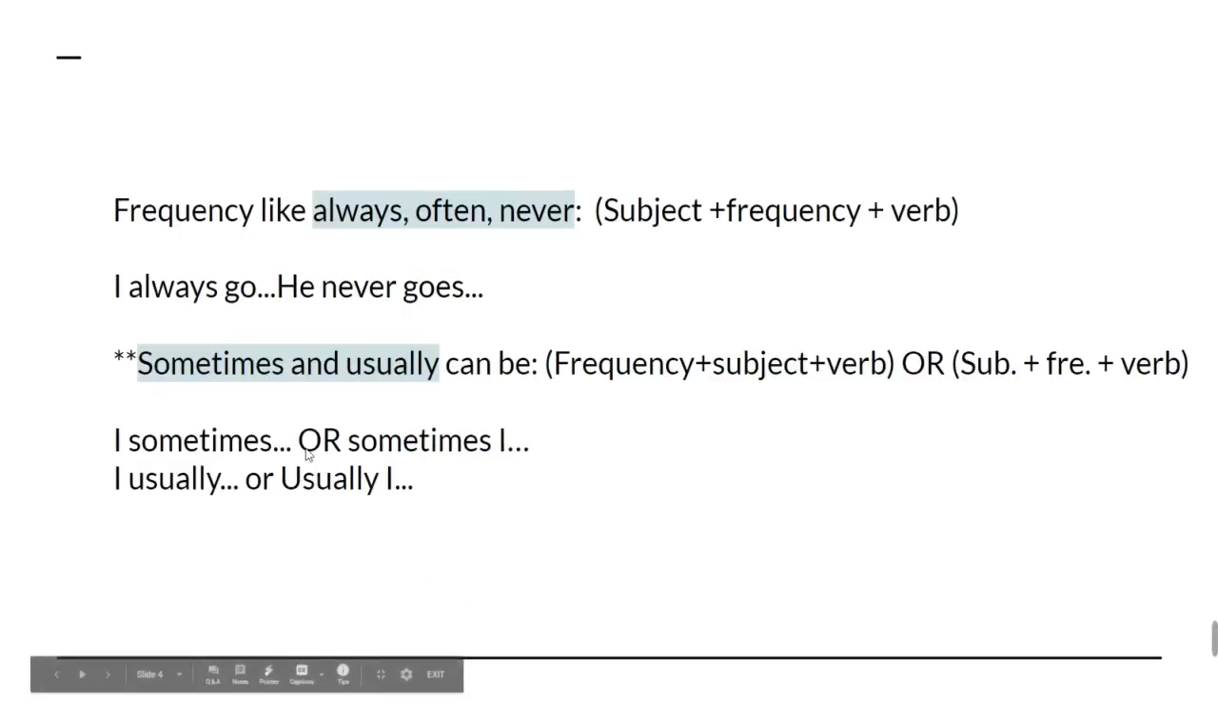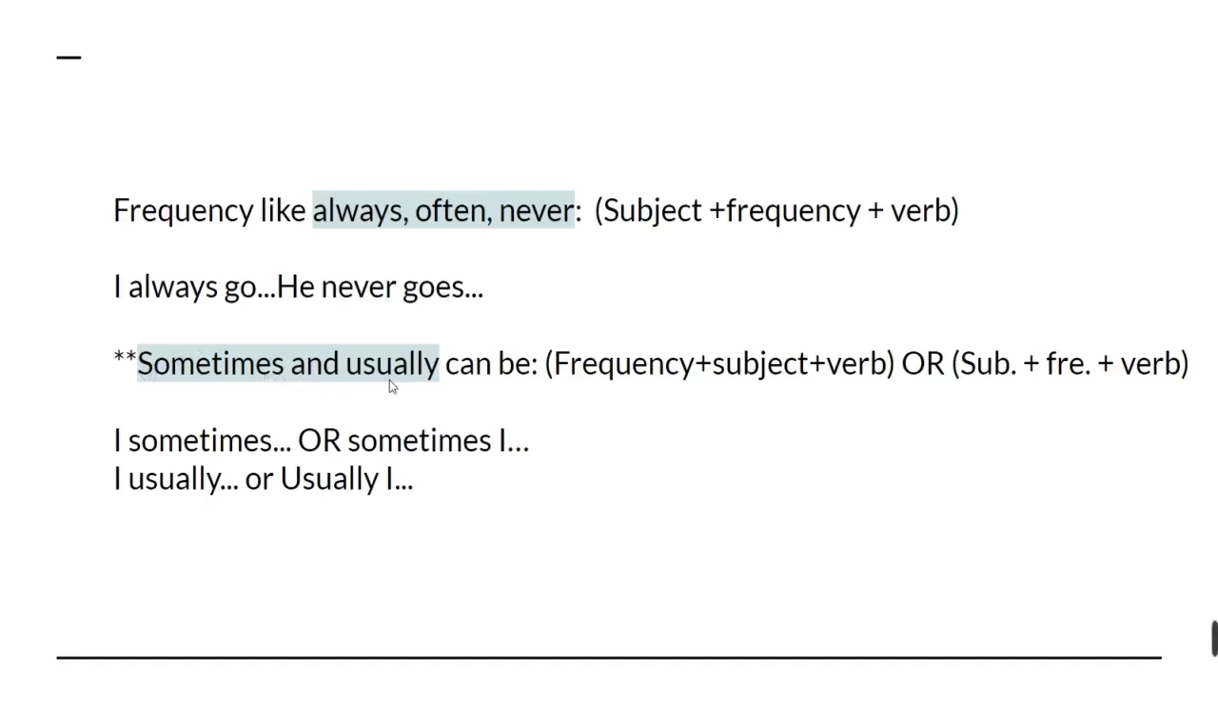And when we talk about frequency, like always, often, never, you use subject, frequency, and then the verb. I always go, he never goes. Okay? The subject in the middle, and then the verb. He never goes.